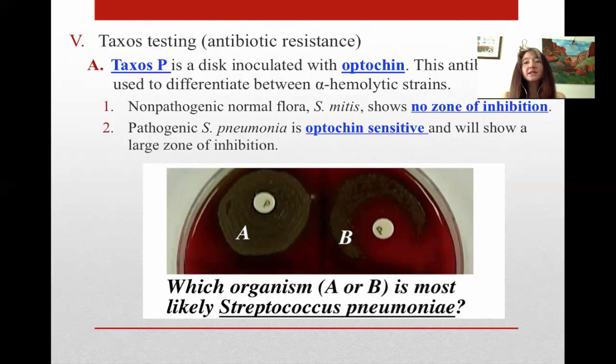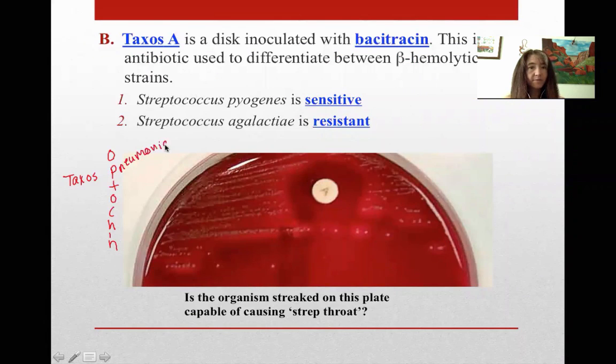Whereas like our normal flora streps that just are natural in our throats, they aren't killed by Optochin. So notice in this picture, this is one of our normal flora streps. It does not show any zone of inhibition. And although this isn't the best picture I've ever taken, you can notice a big zone of inhibition around the Taxos P disc here, and know for sure that that must be Streptococcus pneumoniae. Now, I have a sweet mnemonic for helping to remember this. I'm going to write it down and share it with you. That is, Streptococcus pneumoniae is sensitive to Taxos P.